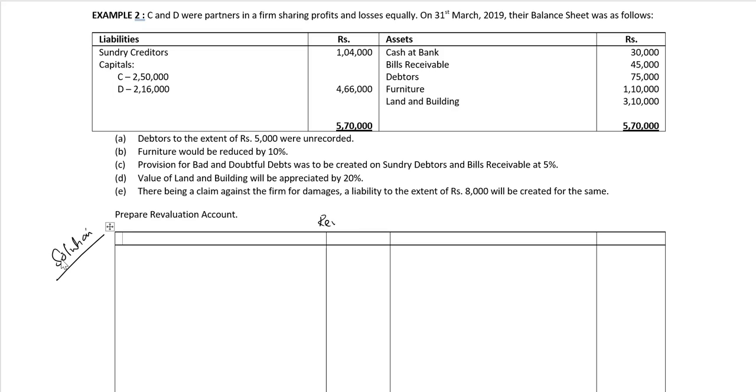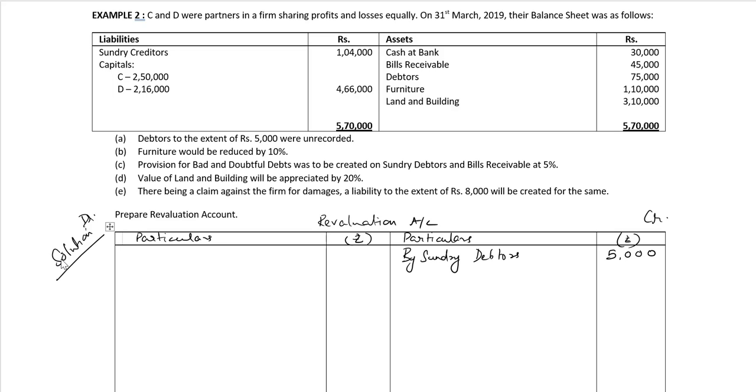Solution. Revaluation account. Left side debit side and right side credit side. We have particulars, rupee column, particulars, rupee column. The first item, debtors to the extent of rupees 5,000 were unrecorded. So by sundry debtors, there's an increase in the value of debtors. So by sundry debtors, 5,000 rupees.